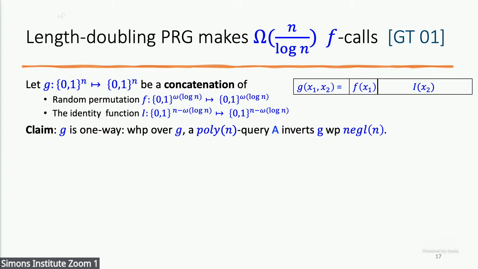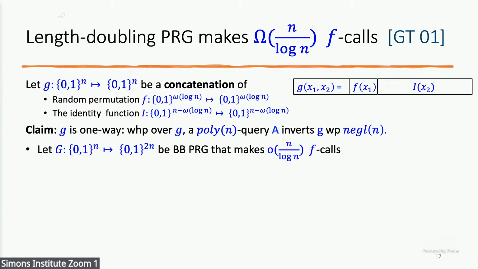Okay? So again, the bottom line is that as far as you know about the world, a random permutation might be one way, even though it's the identity on most of its bits. Only on omega of log n bits does something interesting happen. On the rest of it, it's the identity. Okay? Good?